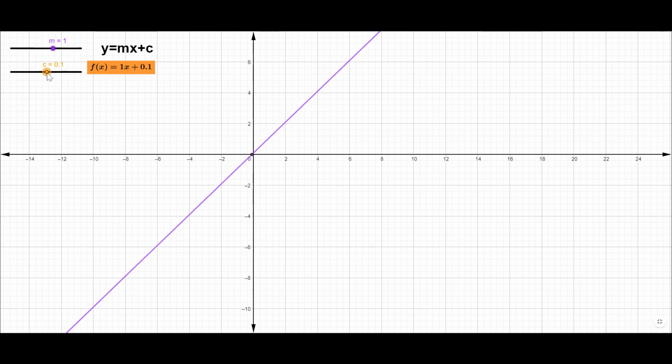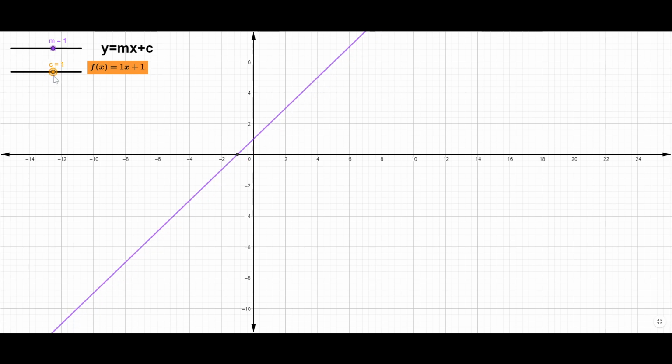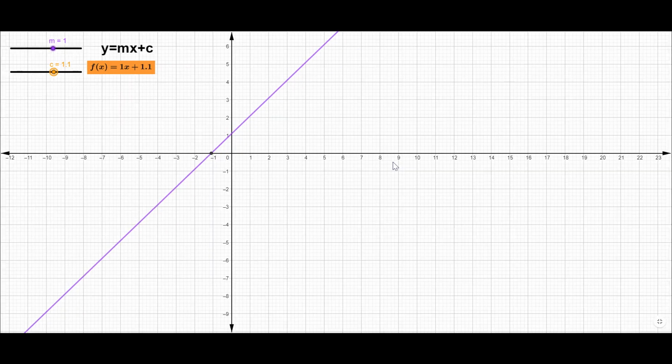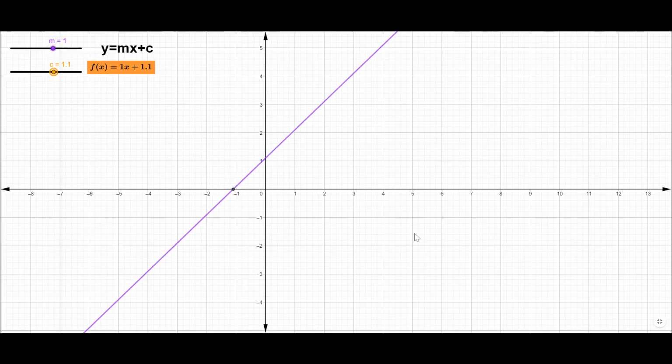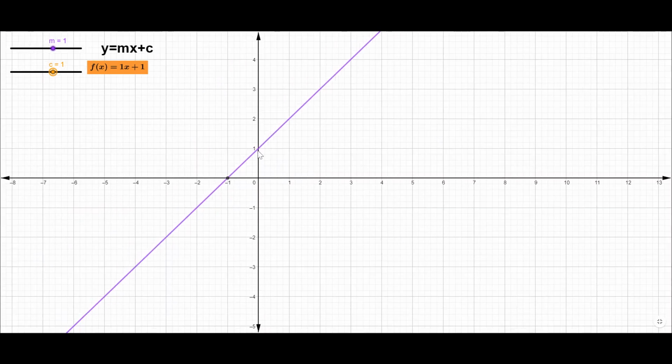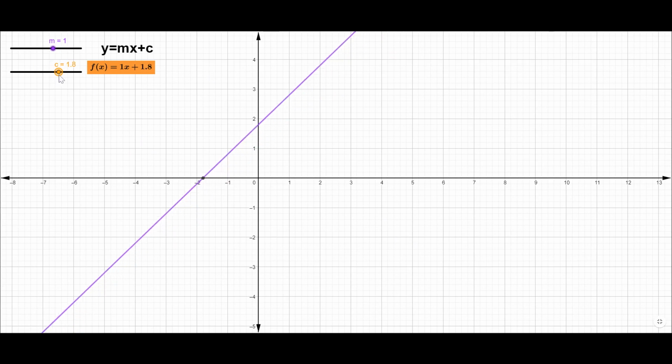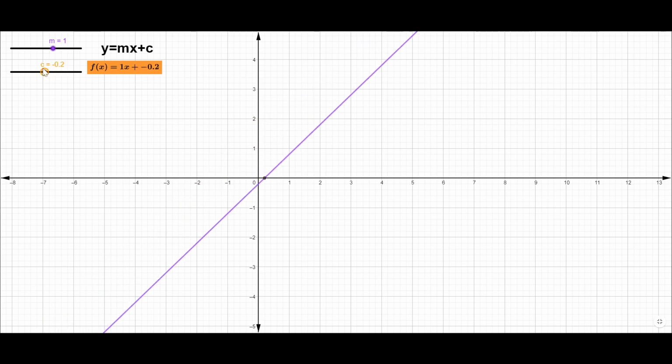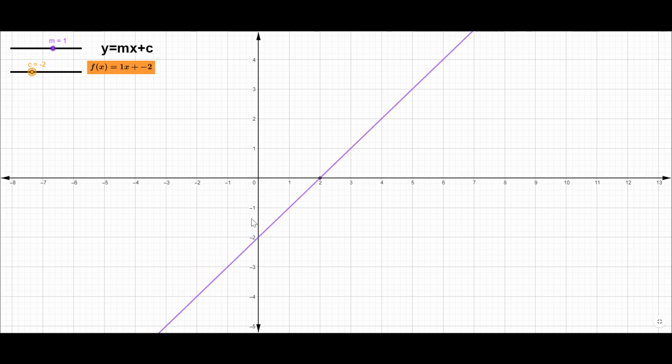So let's show that. Let me actually zoom in so that we can see a little bit better. I just made my c value 1, and then it cuts the y-axis at 1. The c value gives us our y-axis cut. Then it moves further up. If my c value is 2, my y-axis is cut at 2. And the same story, if I make my c value -2, then it will cut my y-axis at -2. So the c value gives you your y-intercept.